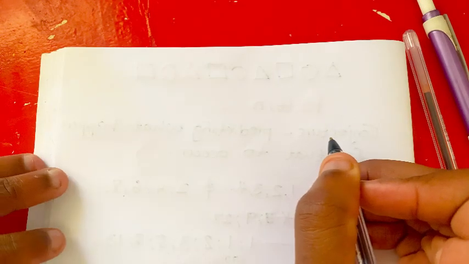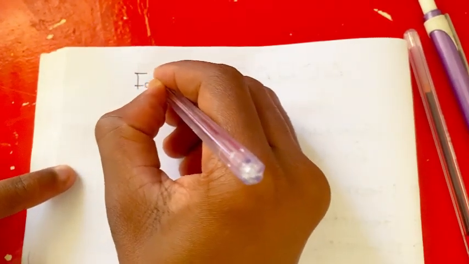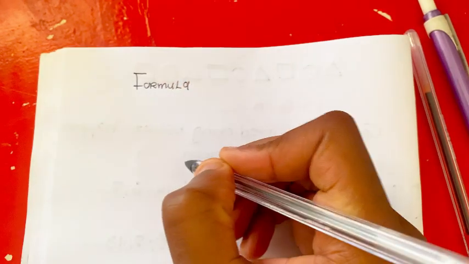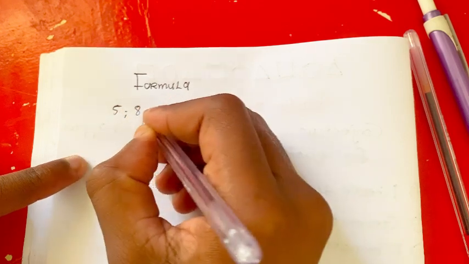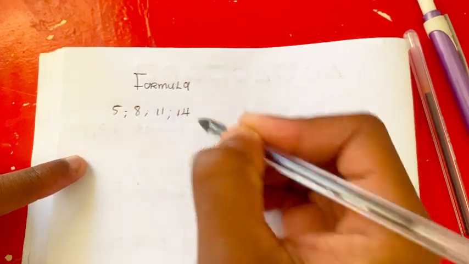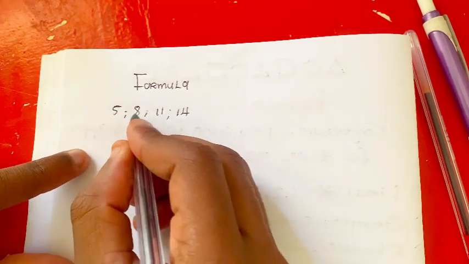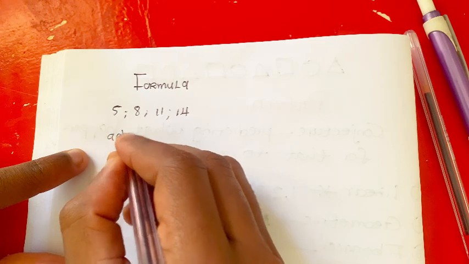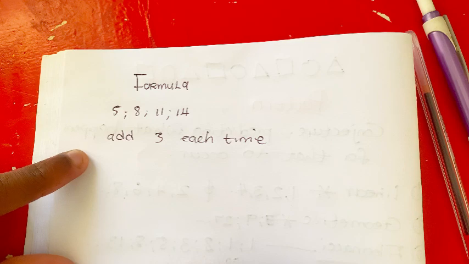Now in mathematics, we don't usually explain how things occur. Normally we express them in terms of formulas. So the next thing you will learn in patterns is how to find the formula for every sequence you find. So here's what we have. Our pattern now is 5, 8, 11, 14. First, you need to know that we are adding 3 each time, right?